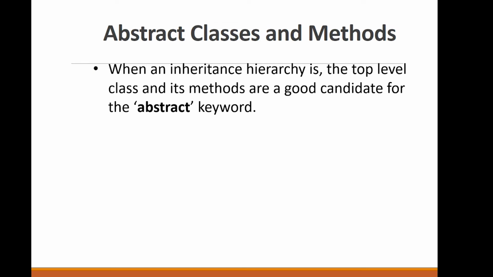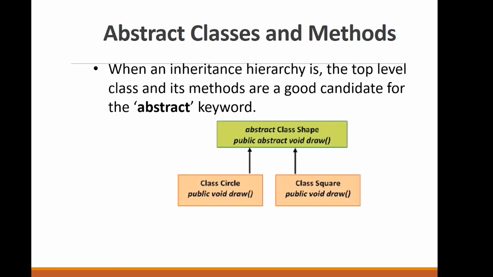Now, why should it be at the top level? Usually because when we declare an abstract, it should always be the very first thing that exists. You cannot declare an abstract in the middle or at the bottom. It should always be at the top. Later in the examples you will see. So we have here abstract class Shape, public abstract void draw. Now class Circle, public void draw, class Square, public void draw.